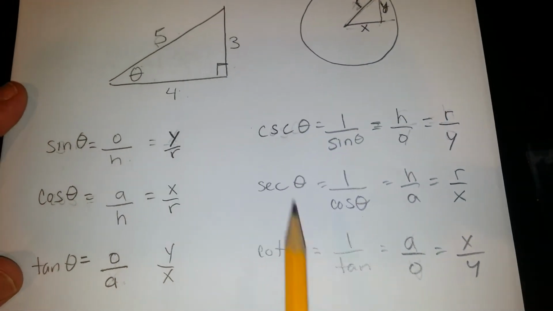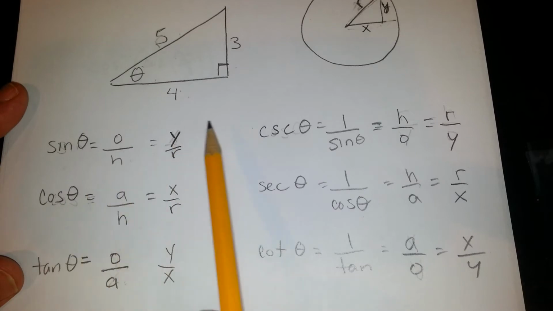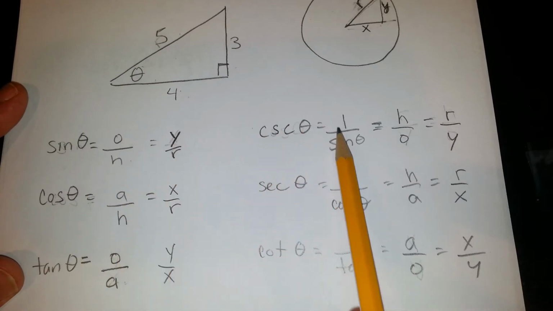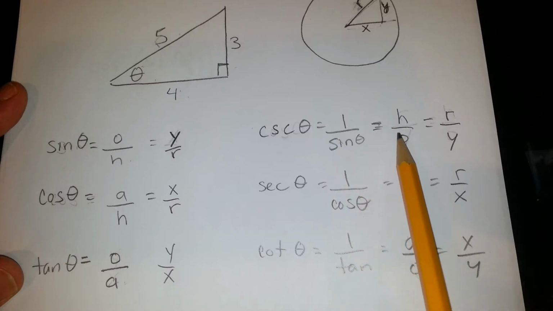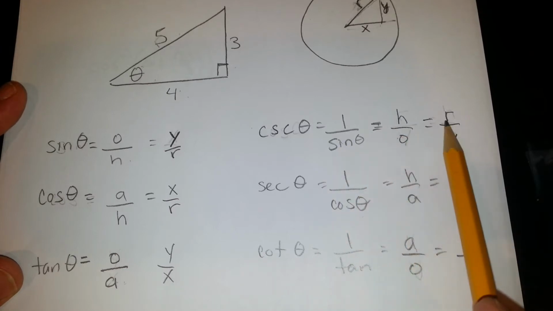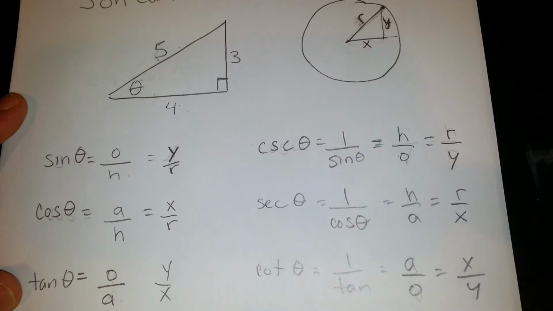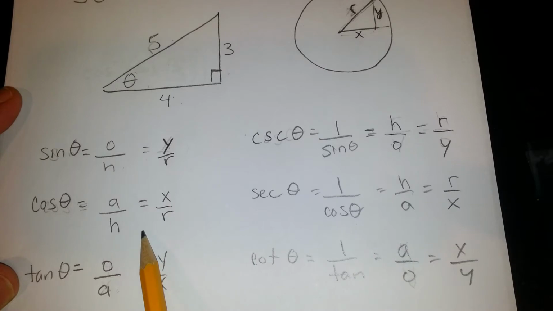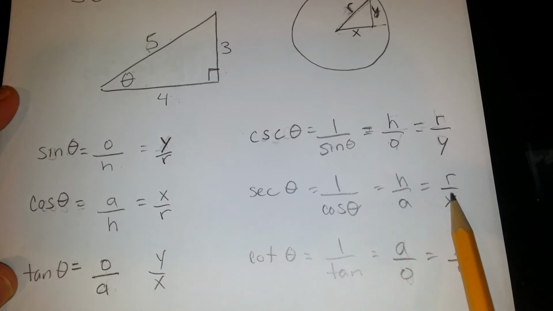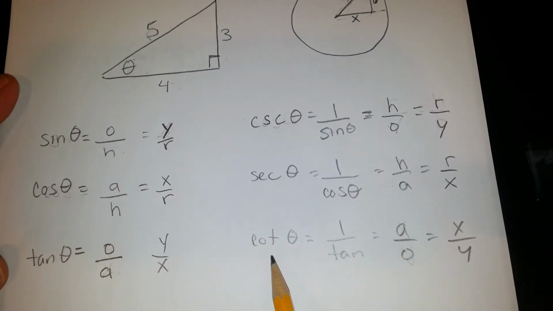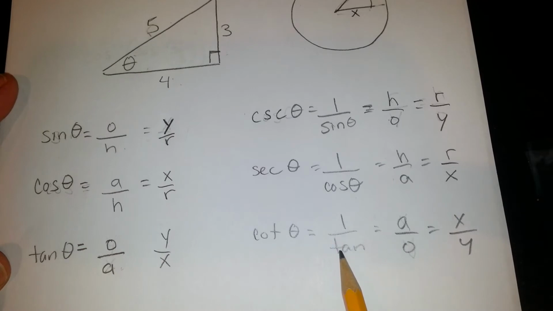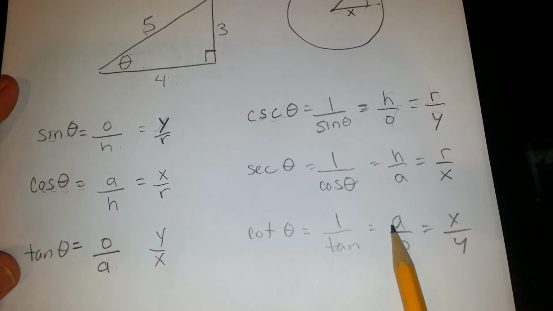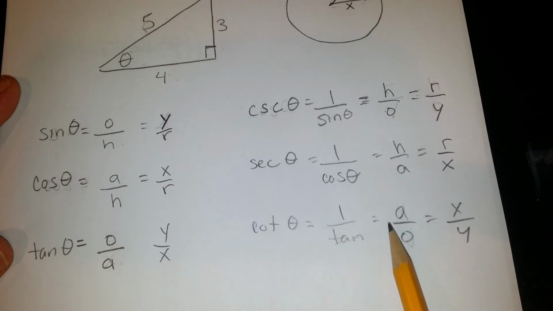Remember cosecant. Cosecant does not align with cosine. It's tricky. Cosecant is 1 over sine. So instead of opposite over hypotenuse, it flips. It's h over o, or r over y if we're going off the unit circle. Secant is 1 over cosine. Instead of adjacent over hypotenuse, it's h over a or r over x. And cotangent is 1 over tangent. Instead of o over a, it's a over o. Instead of y over x, it's x over y.